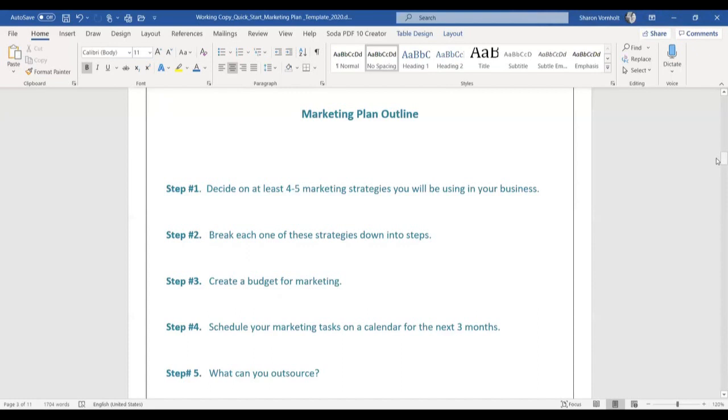So that's number 4. So we're going to decide on strategies, number 1. Number 2, break each one down into steps. Number 3 is create a budget. Number 4 is schedule your marketing tasks on a wall calendar, not in a drawer, not on a Google calendar, although you can do that also. I do that. I have a physical calendar and a Google calendar.